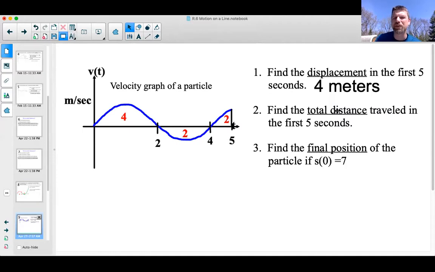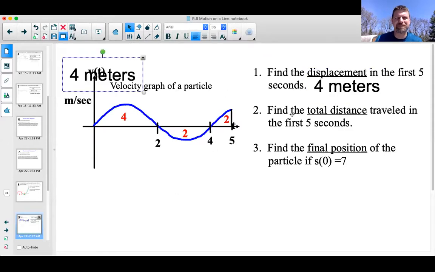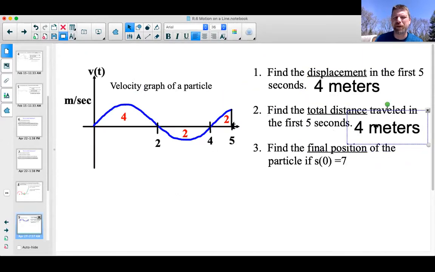When it asks for the total distance I traveled, however, that's going to be, right, I'm counting moving backward and moving forward. That's total distance. It'd be 4 plus 4, 2 plus 2. That'd be 8 meters total distance. So definitely pay attention when they ask you about movement, if it's talking about a displacement or a net change, or if it's talking about total distance.